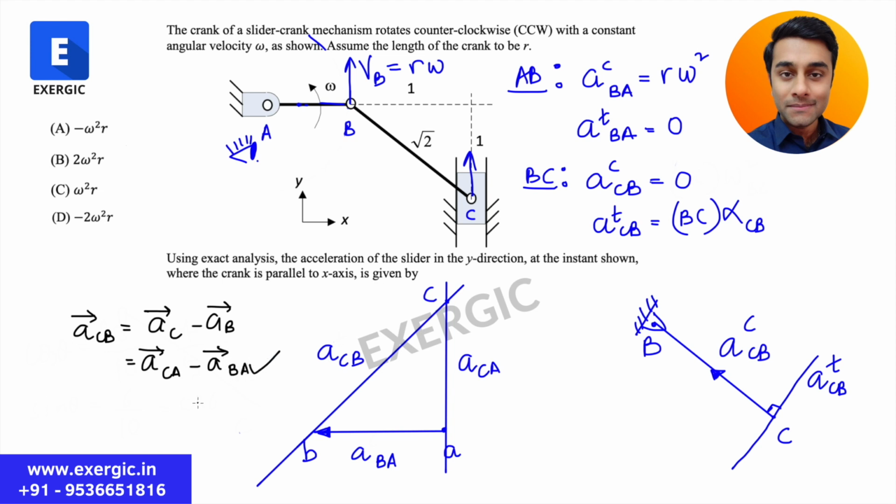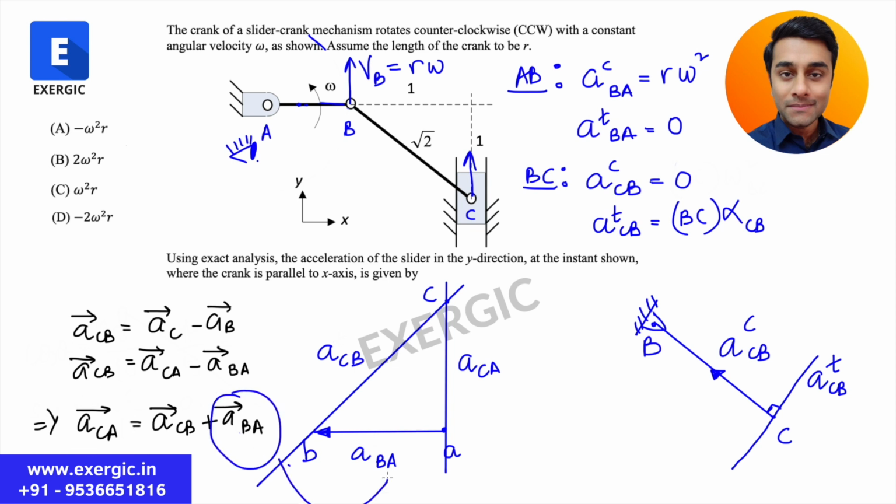Why? Because A is at rest. And this statement can be rearranged as acceleration of C with respect to A is equal to acceleration of C with respect to B plus acceleration of B with respect to A. You just have to move it from the right hand side to the left hand side, and this is what you will get. Means the vector sum of acceleration of CB and acceleration of BA will give you acceleration CA. So this vector we have already shown here, this vector we have shown here. You just have to take their summation by taking them in the same order. Basics of mechanics, right? And then this vector will tell you the resultant.